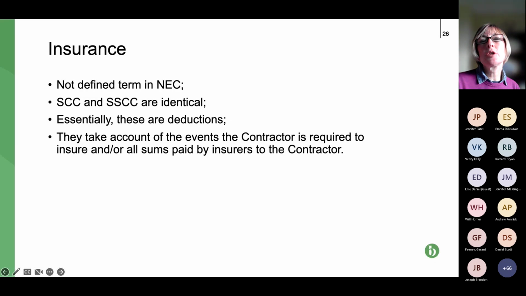I think this is insurance. So I'm just going to skim over this totally because we've already covered that. But just please bear in mind, it's not the cost of your premiums. It's where insurance is paid out. Next slide, please.